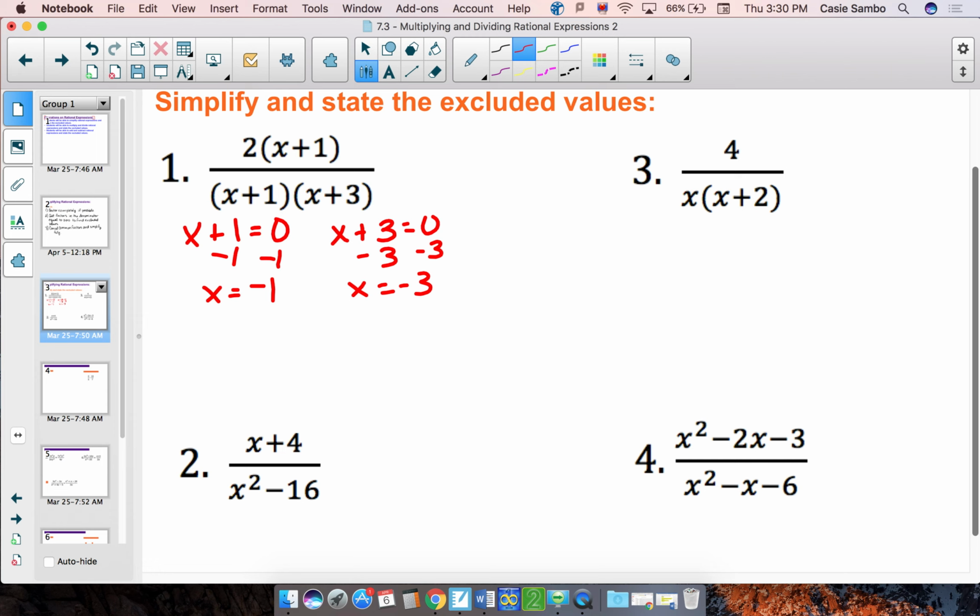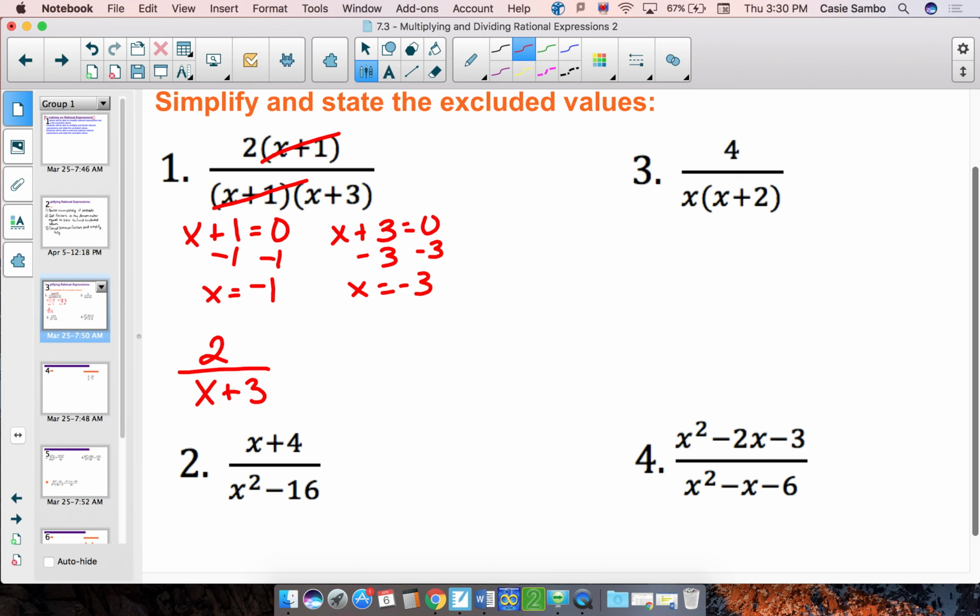Now we can move on to our step 3, which is to cancel common factors. If we look at this problem, we see that x plus 1 recurs on the top, the numerator, and in the denominator. So we can cancel x plus 1 in both of those places. The 2 doesn't happen in the denominator, so that's going to have to stay. The x plus 3 doesn't happen in the numerator, so that stays.